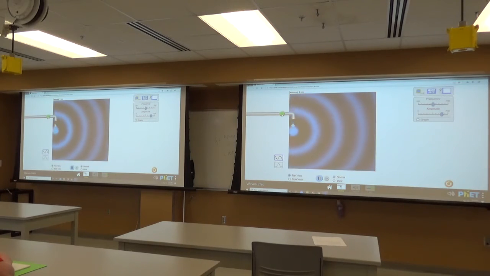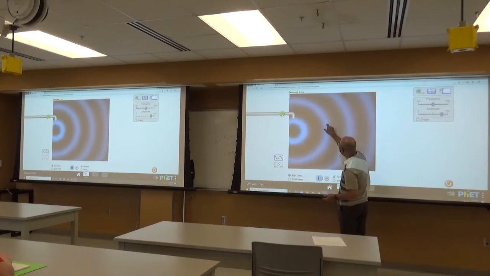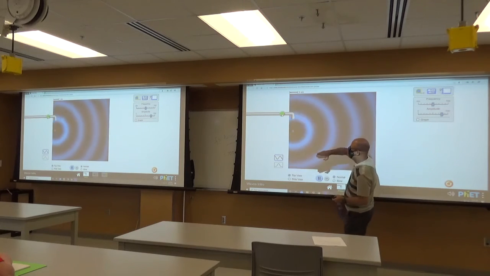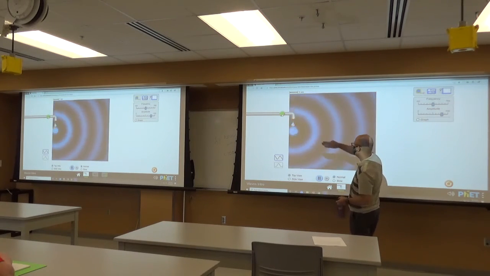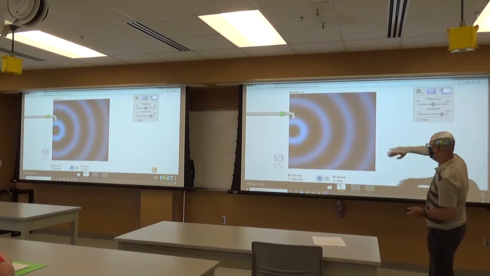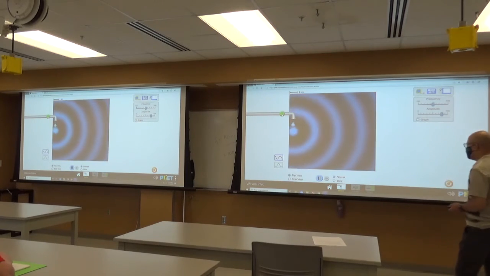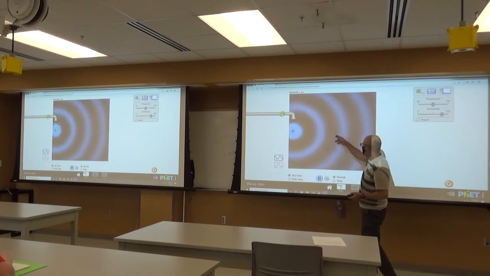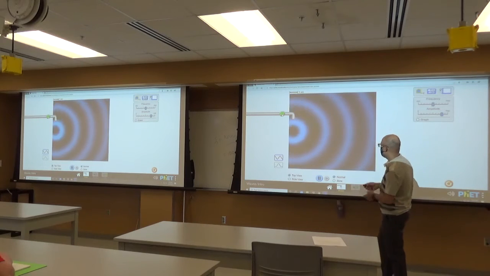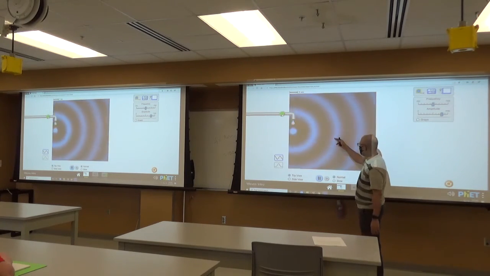Now, this is just a representation. You see this brighter part. This brighter part is the crest. Okay, it's the upward motion of the water molecules. This dark one is the downward. Okay, so this dark one is the trough, and this brighter one is the crest.